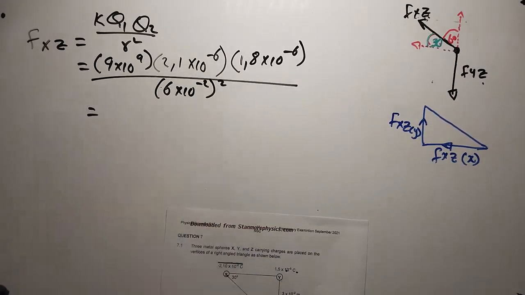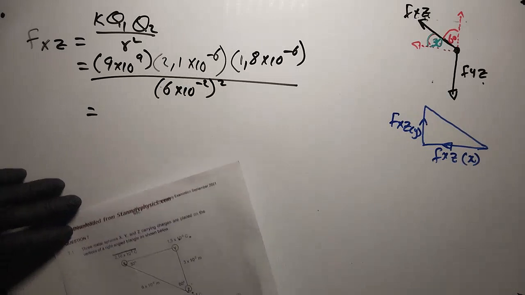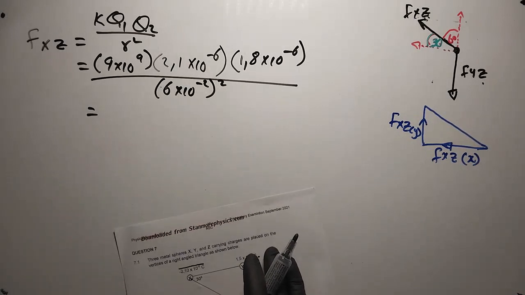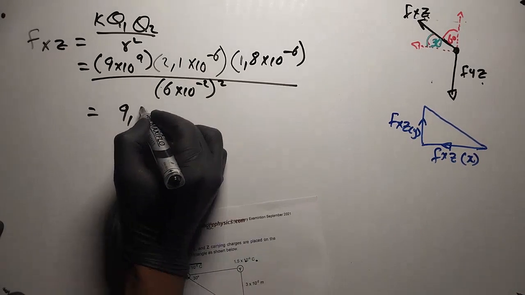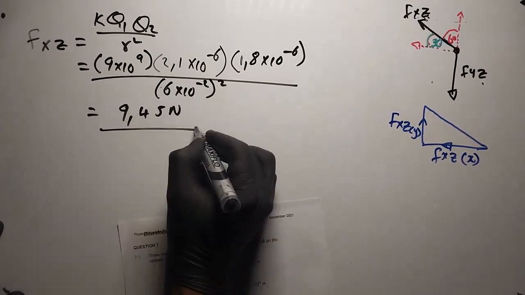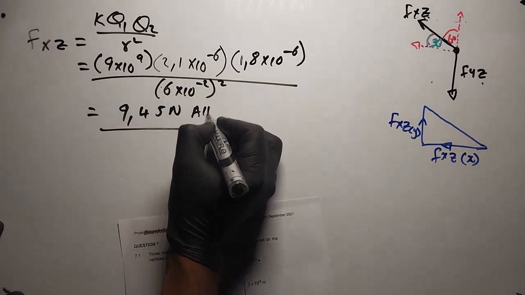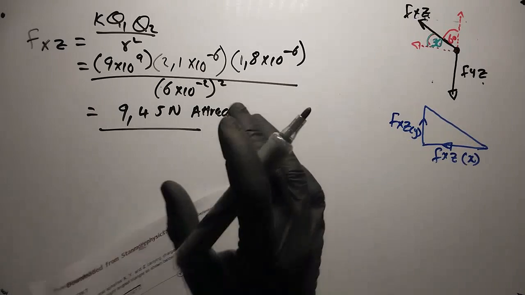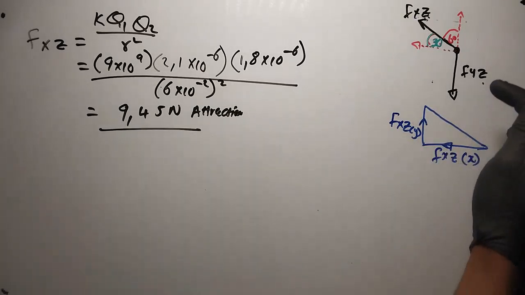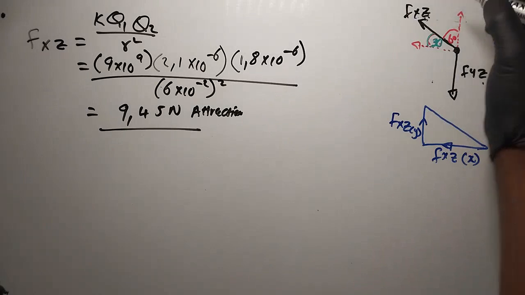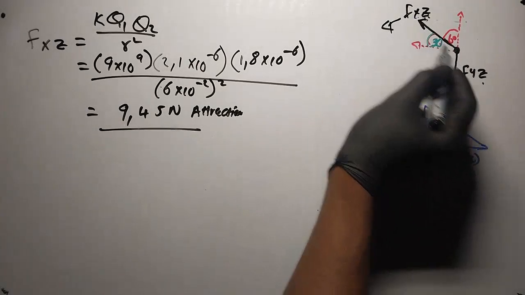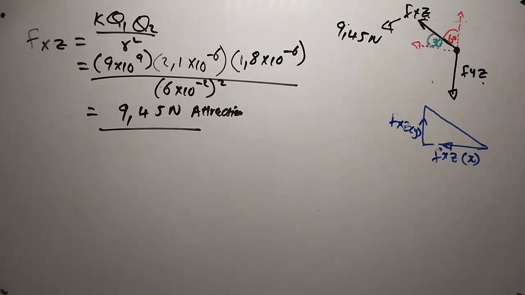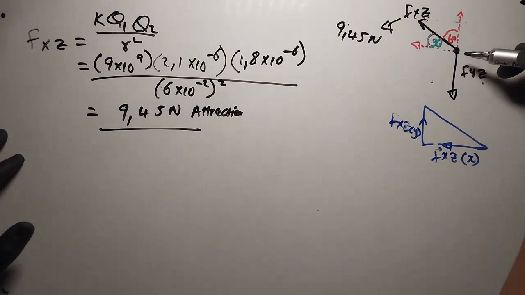When you do the calculations here, you're going to get that the force between X and Z, that force of attraction, is going to be 9.45 newtons. Now you can write attraction as a force or a direction. It's going to be attracted. Once you're done with that, you're going to go to the force between Y. Now we know the value here. This force is 9.45 newtons. If you're done, you're going to do the same thing for Y.